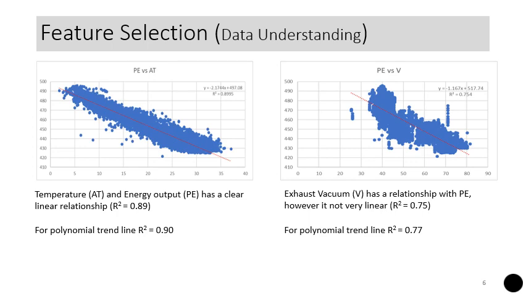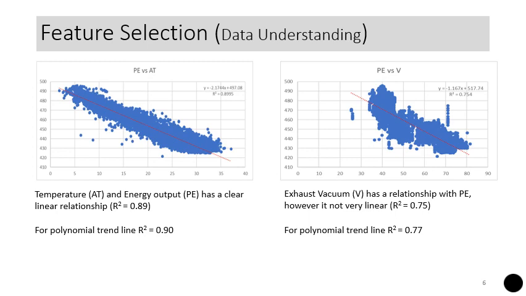At this stage, we also tried a polynomial trend line to check if it fits better. The R square value in the case of the polynomial fit is 0.90. There is no significant improvement, so we'll stick with our linear relationship, which is simpler.